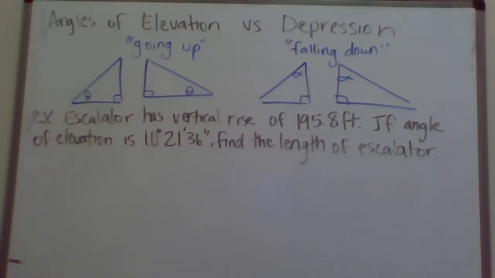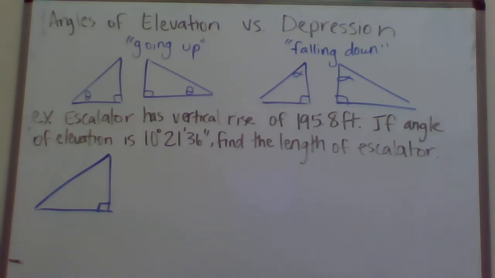In this problem here, it gives us a scenario where an escalator has a vertical rise of 195.8 feet. And it says if the angle of elevation is 10 degrees, 21 minutes, 36 seconds, find the length of the escalator. In all these questions, guys, I highly recommend you just draw a picture that represents this scenario. So if I've got an escalator, for the most part, you can count on these always being right triangles, so don't hesitate to start off the drawing that way.